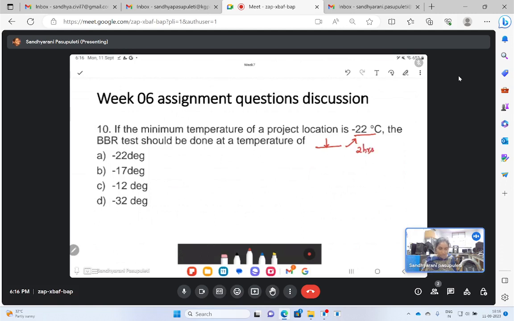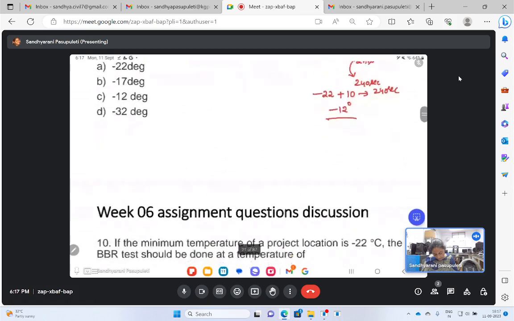But for the sake of usability, let us say I want to perform this 2 hour test for only 240 seconds. Then I need to change the temperature, because we know that time and temperature can be used interchangeably. In that case, if the project location has a temperature of minus 22 degrees, let us increase it by 10 degrees, then perform the test for 240 seconds only. When I increase the temperature from minus 22 by 10 degrees, that gives us minus 12 degrees. Therefore, the option is minus 12 degrees.